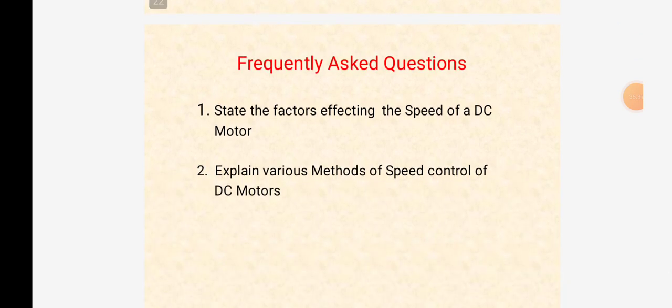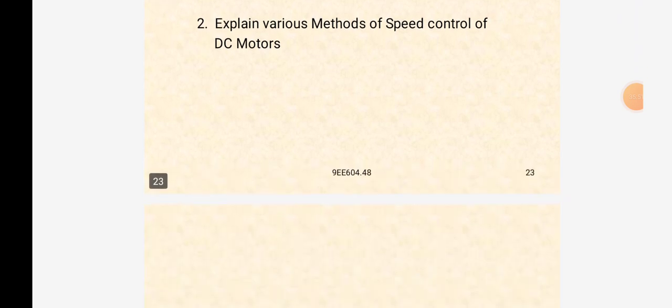And also we have the few frequently asked questions that are: state the factors affecting the speed of the DC motor, and explain various methods of speed control of DC motors. So today we learnt about the speed control of DC motors. Next in class we are going to discuss about the speed control of DC motors using choppers and shunt motors. Thank you.